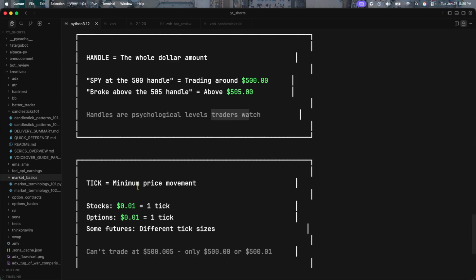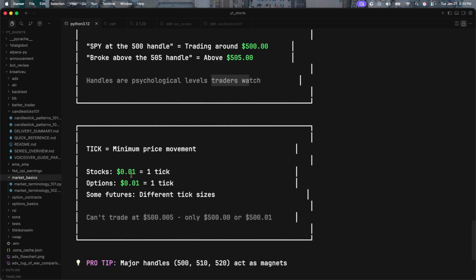The tick is the minimum price movement. Stocks, 0.01 equals 1 tick. Options, 0.01 equals 1 tick. Some futures have different tick sizes, and again, I don't trade futures, so I'm not going to go down that route. That is a conversation for another day. But you can see here that stocks and options, what we normally trade, are 1 tick for 0.01. This is the minimum price movement.